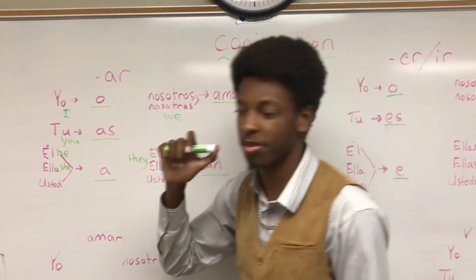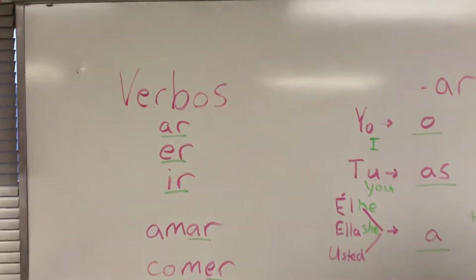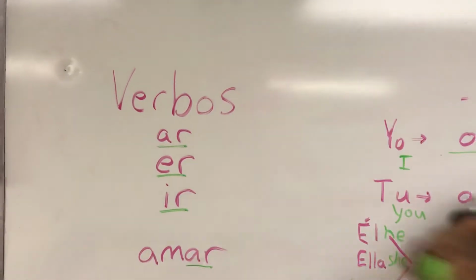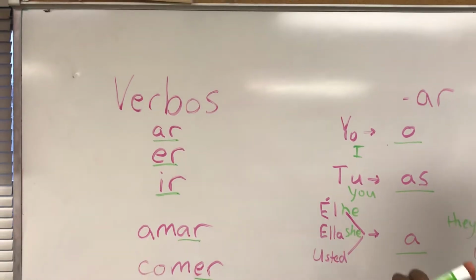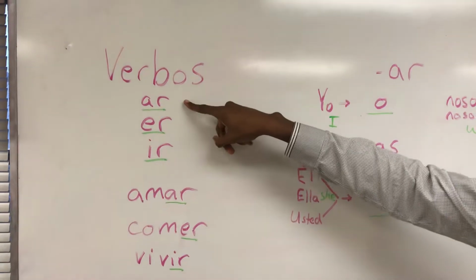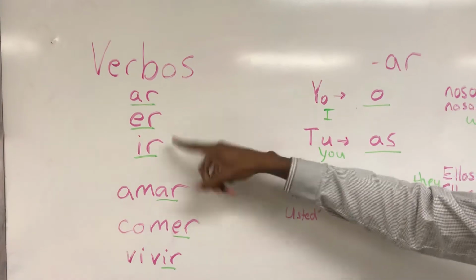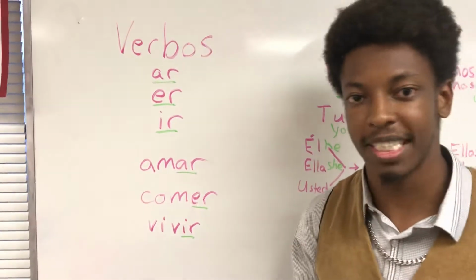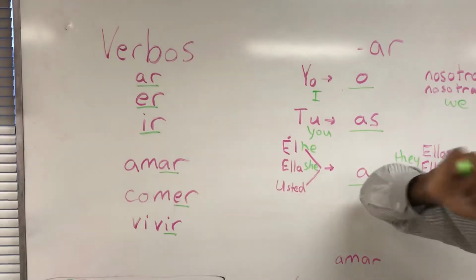Now let's talk about verbs for a second. Verbs, verbos, in Spanish. Verbs have three different endings when they are in their infinitive form. That just means the base form. When they're in their base form, they can either end in AR, ER, or IR. And that's good news because that keeps it simple. AR, ER, or IR.